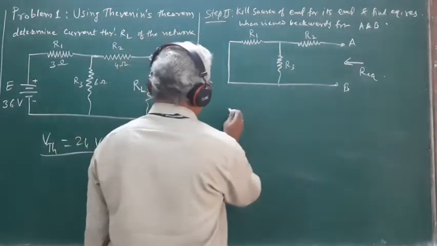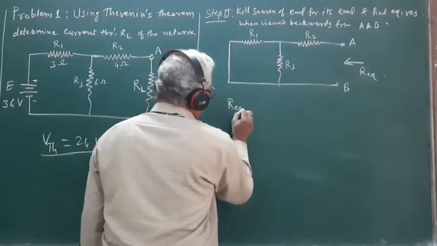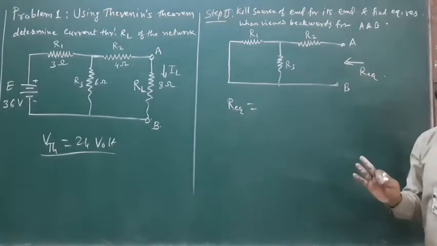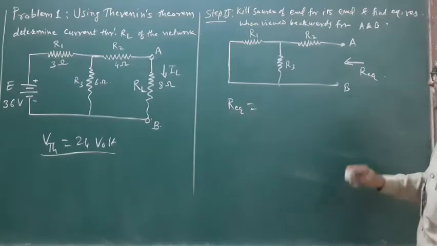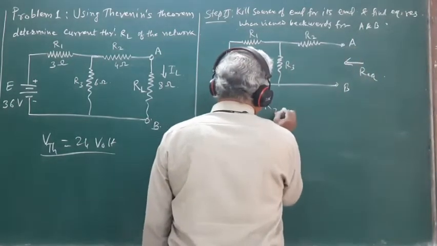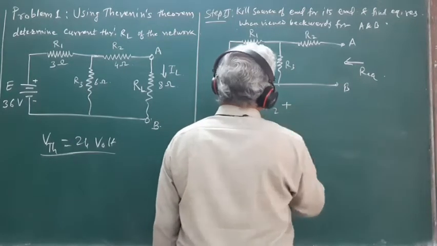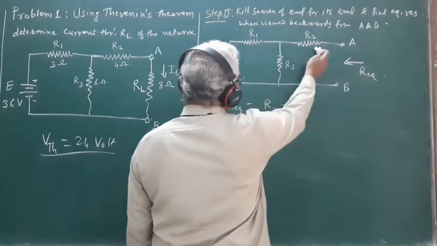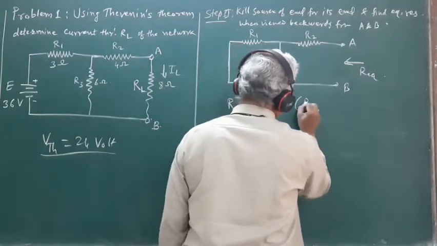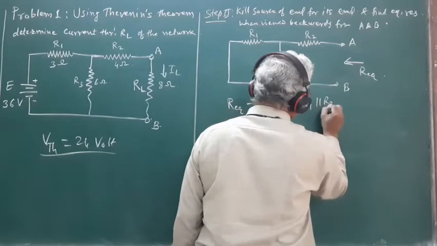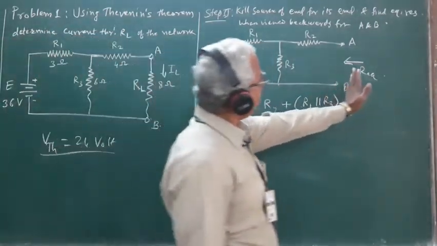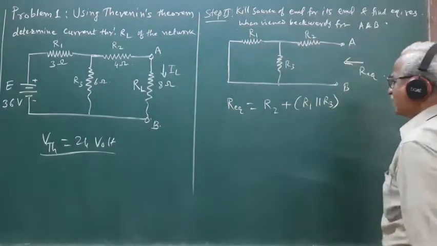So this R equivalent, when we view this network backwards from the open terminals A and B, it appears to us that the equivalent resistance of the circuit is the series combination of R2 and the parallel combination of R1 and R3. This is the equivalent resistance of the network when viewed backwards from the open terminals A and B.